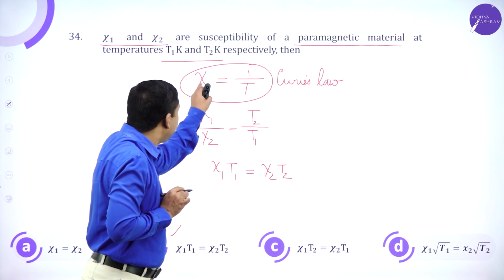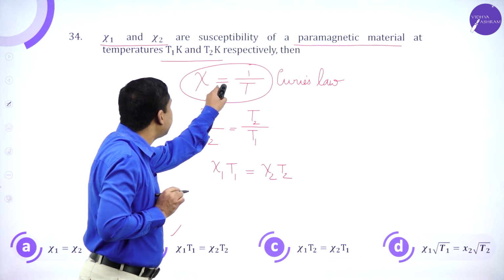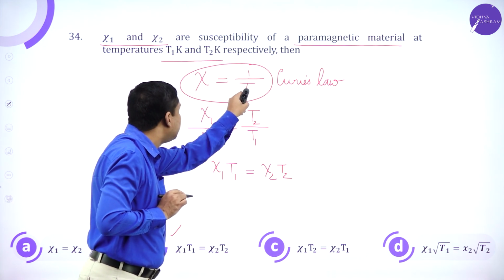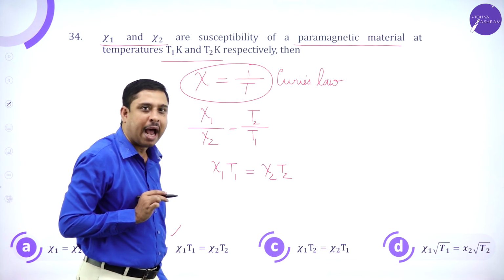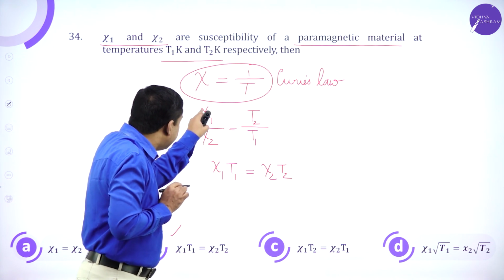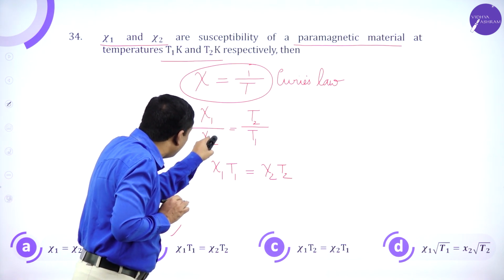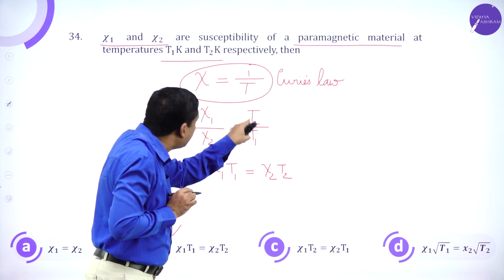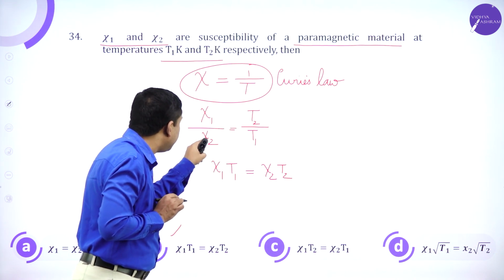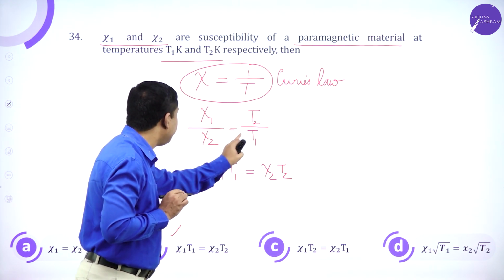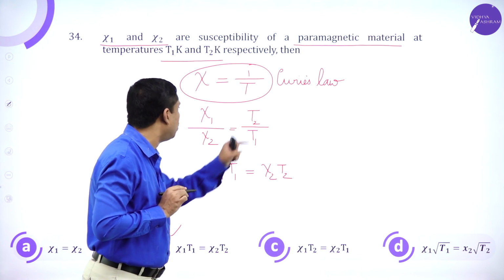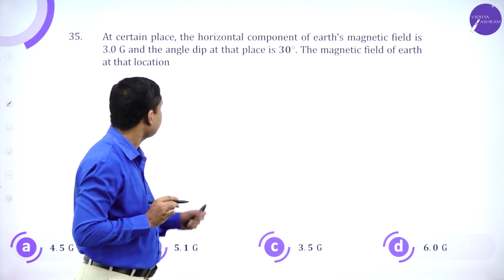How do we get this? Curie's law. Chi is inversely proportional to absolute temperature. Chi 1 by Chi 2 should be T2 by T1. Cross multiply. Chi 1 T1 is Chi 2 T2.